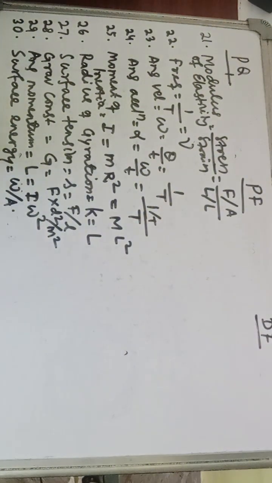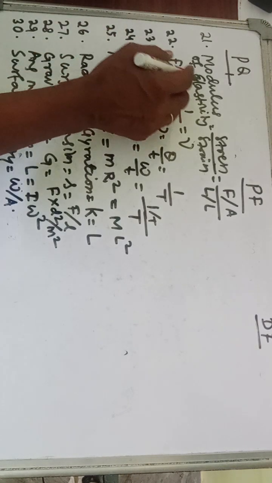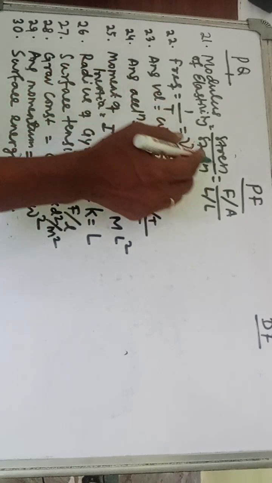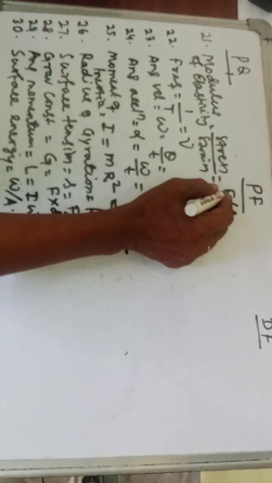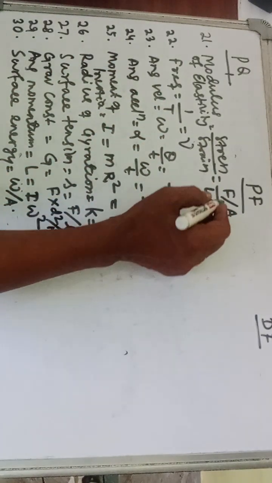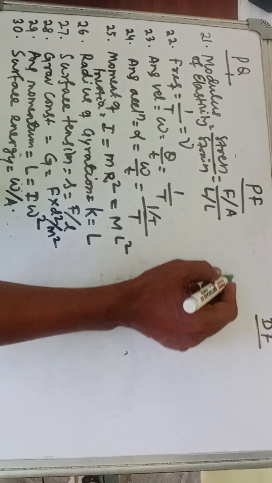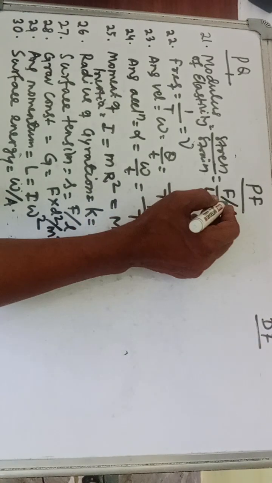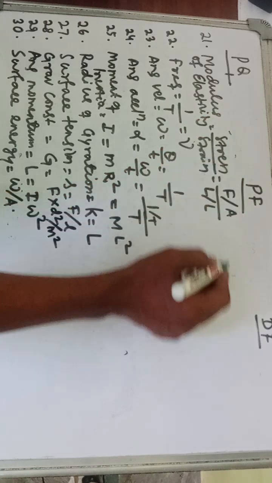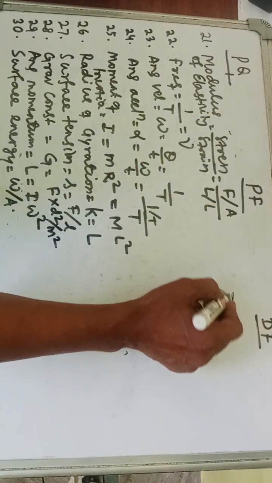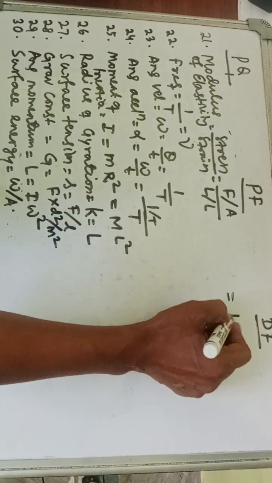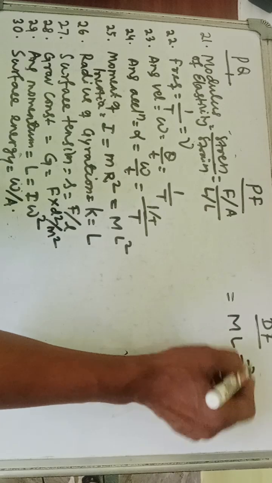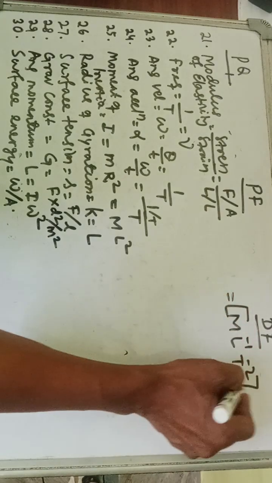Now we have some other physical quantities. Suppose modulus of elasticity, that is stress by strain, or force upon area by length into length. It becomes, for stress, the dimension MLT^-2, then L^-1.